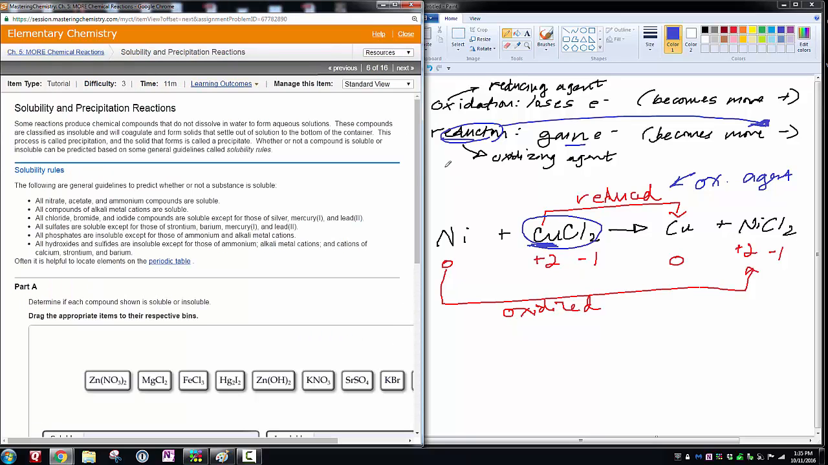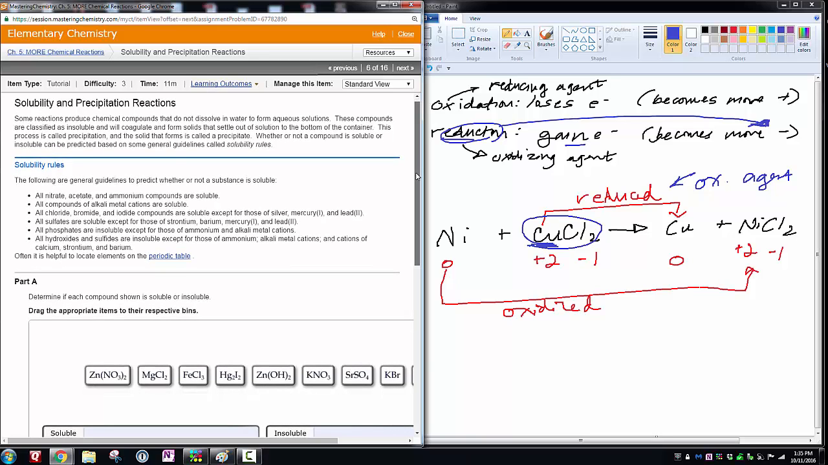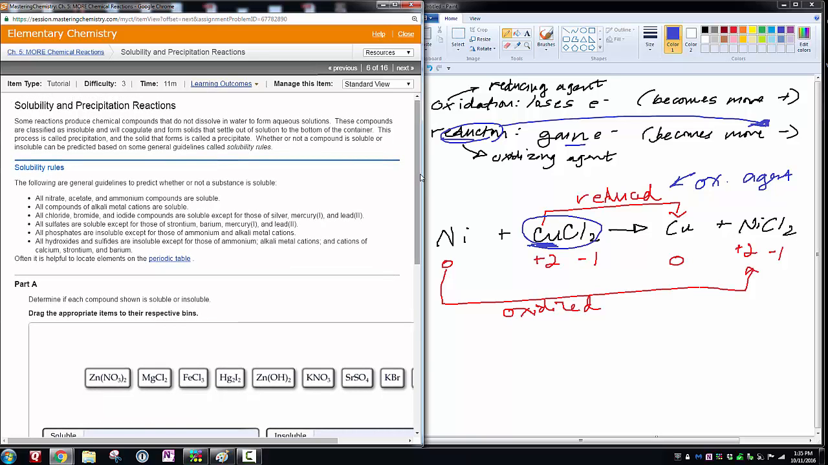All right, so that's oxidation and reduction. The rest of this looks at solubility and precipitation reactions. And you've got some solubility rules here, and if you like them, you could follow them. That's just fine. They're a little bit more complicated than the ones that I give you in the lecture notes. I think in the lecture notes, we don't talk a lot about phosphates and hydroxides and sulfides. We just cover the first 4.